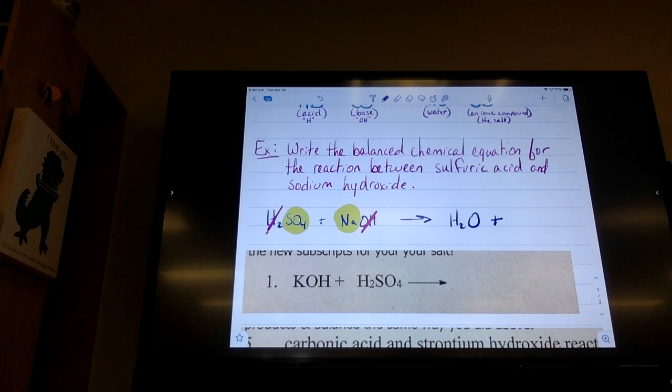Which one has to come first, the positive one or the negative one? Always the positive. And this is a really big way that students mess this up. They just stick them together without putting the positive one first. The positive always comes first. Well, sulfate is a -2, right? So that's not going to come first. That's going to come second. And then hydrogen is a positive.